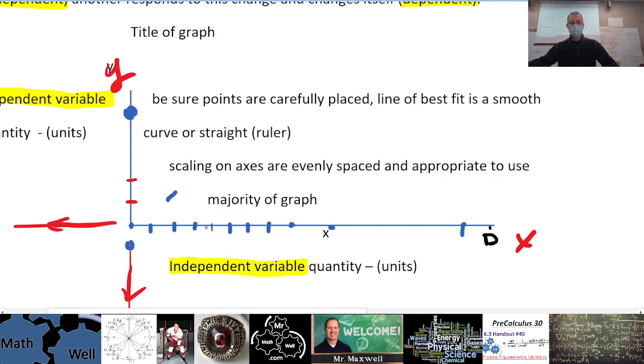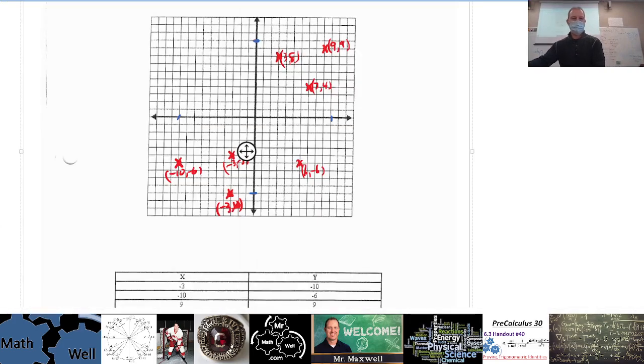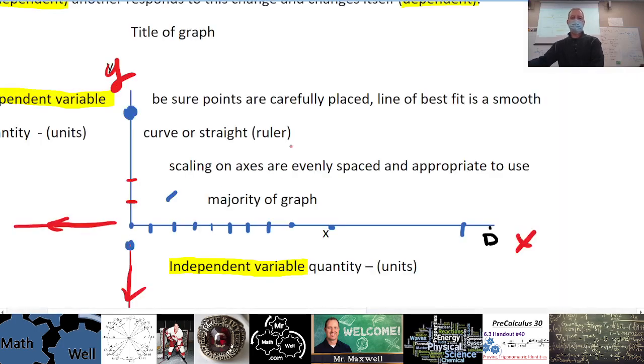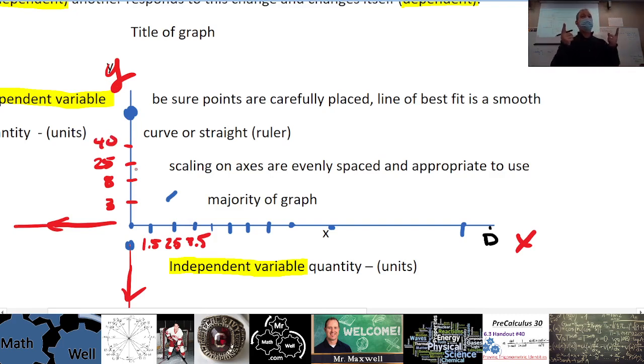But the scaling part, here's what you can't do. You can't just take these numbers right here, 1.5, 2.5, 3.5, 8, 11, 15, and list them along the axis. You can't just do 1.5, 2.5, 3.5, then 3, 8, and then 25, and then 40. You can't just do that. Why? Because every graph will turn out to be a straight line, and that's not the way the graphs are supposed to be. So the scaling is very important.